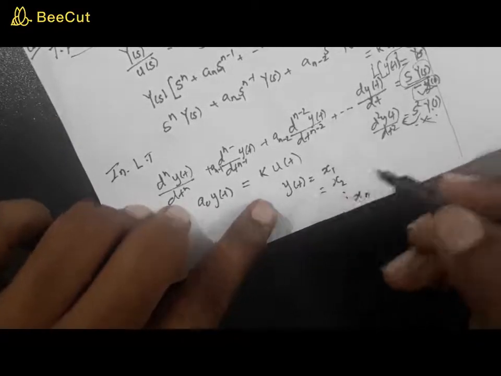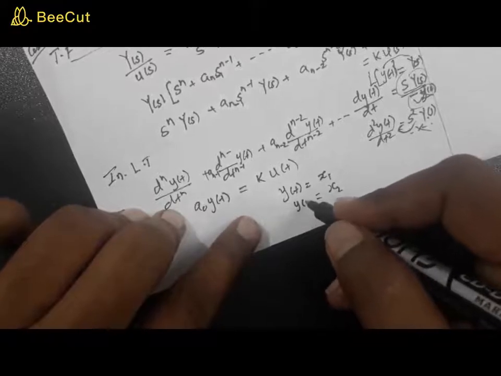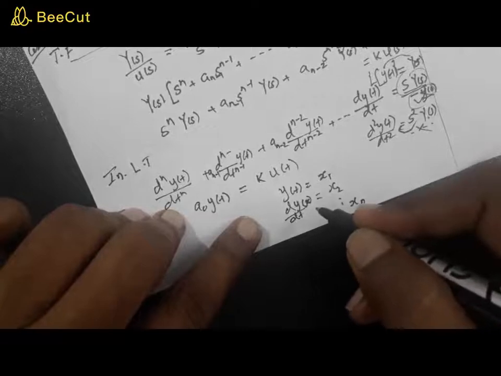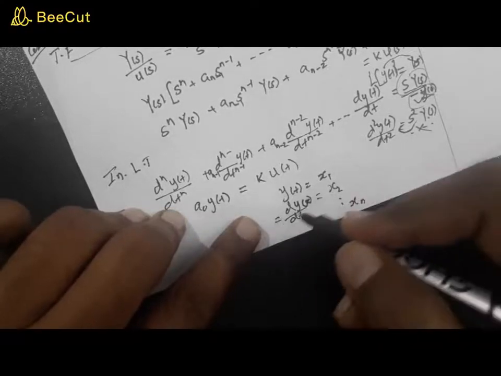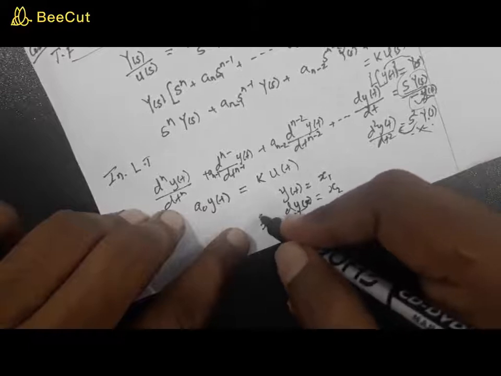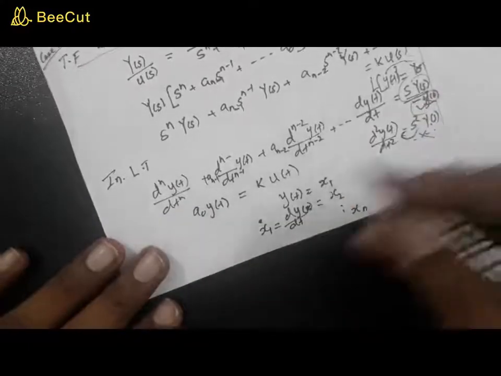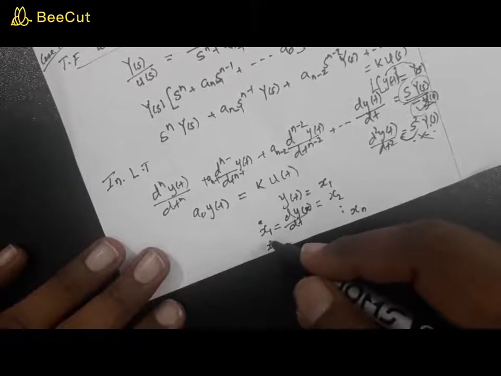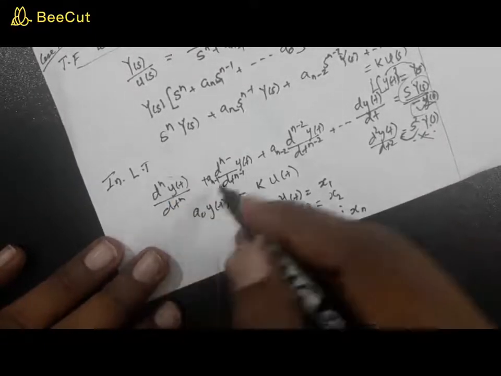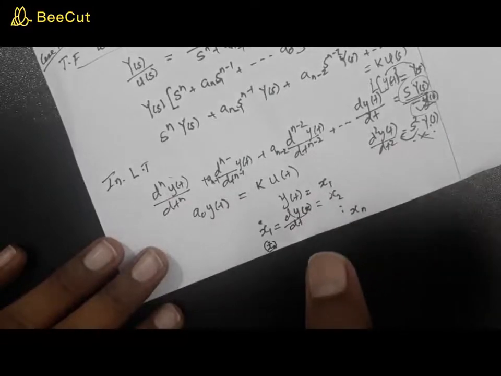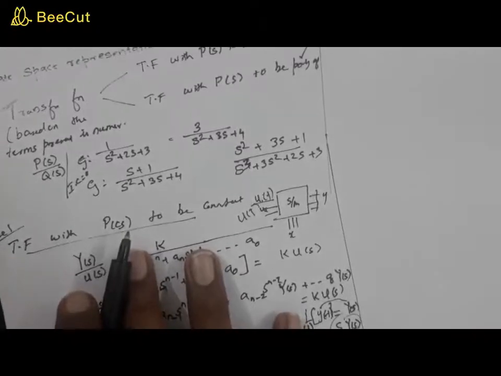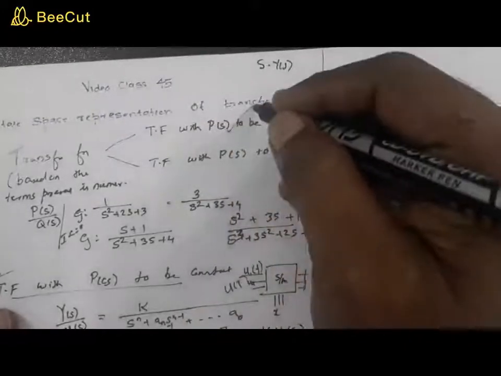And what will be your x2? x2 will be dy of t by dt, and that is actually equal to x1 dot, right? All these things we have studied. So you will be getting x1 dot, x2 dot up to xn dot, and the xn dot you will be getting from this equation. Okay, this is the procedure. So this is a case where the transfer function is a constant. Okay, so we started with this case.